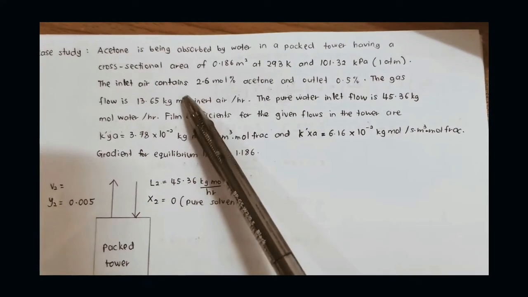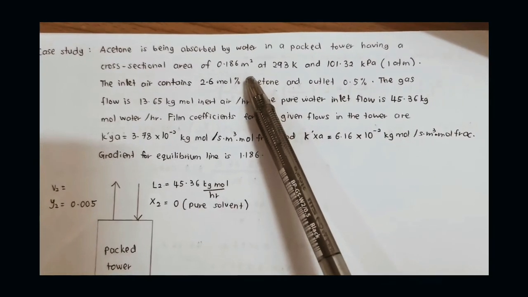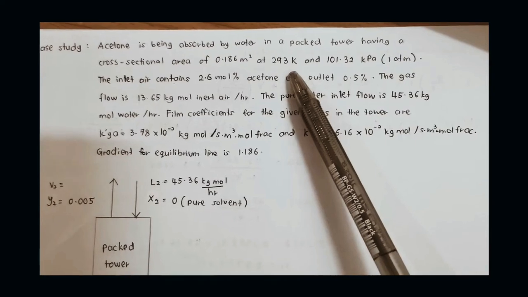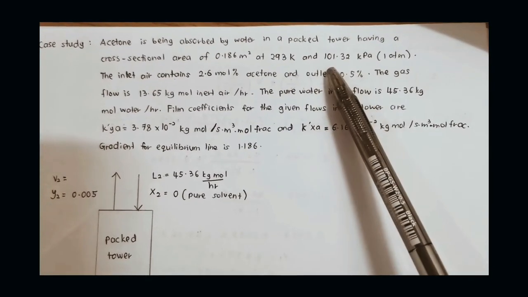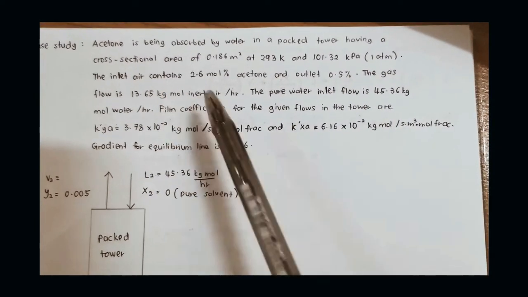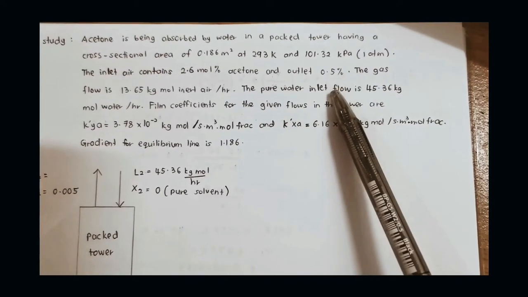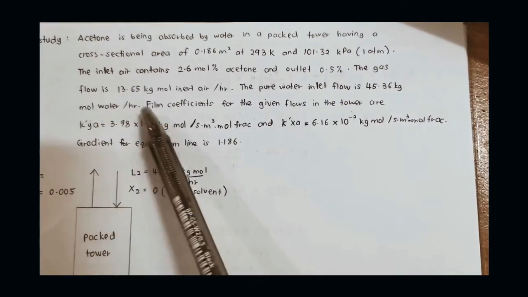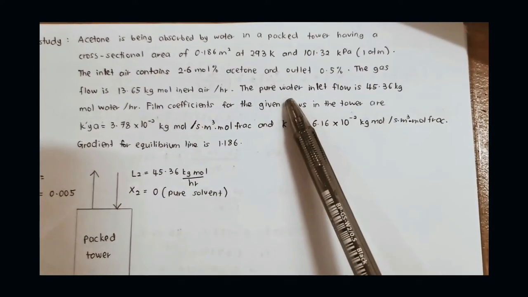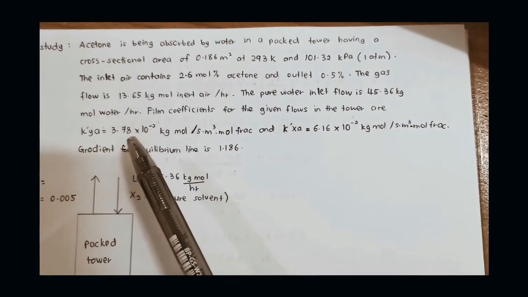That is cross-sectional area, 0.186 meters squared, temperature at 293 K, and the pressure 101.32 kilopascal. The inlet air contains 2.6 mol% acetone and outlet 0.5%. The gas flow is 13.65 kg mol inlet air per hour. The pure water inlet flow is 45.36 kg mol water per hour.